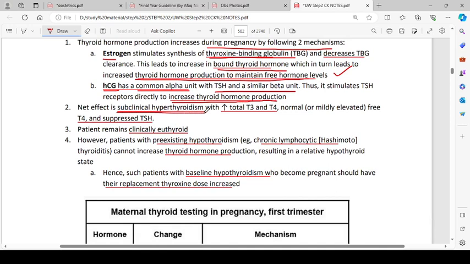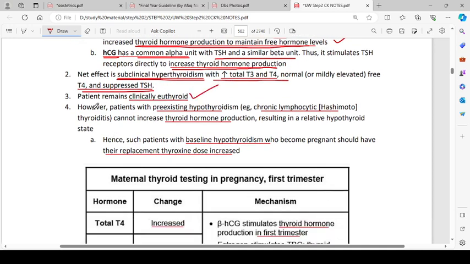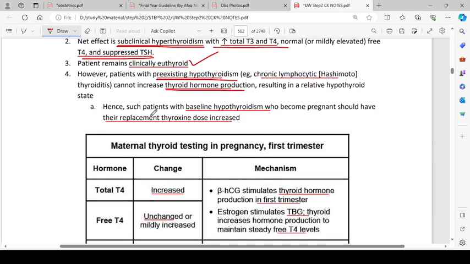Net effect is subclinical hyperthyroidism with increased total T3 and T4, normal or mildly elevated free T4 and suppressed TSH. Patient remains clinically euthyroid. However, patient with pre-existing hypothyroidism, for example, chronic lymphocytic Hashimoto thyroiditis, cannot increase thyroid hormone production, resulting in a relative hypothyroid state. Hence, such patients with a baseline hypothyroidism who become pregnant should have their replacement thyroxine dose increased.